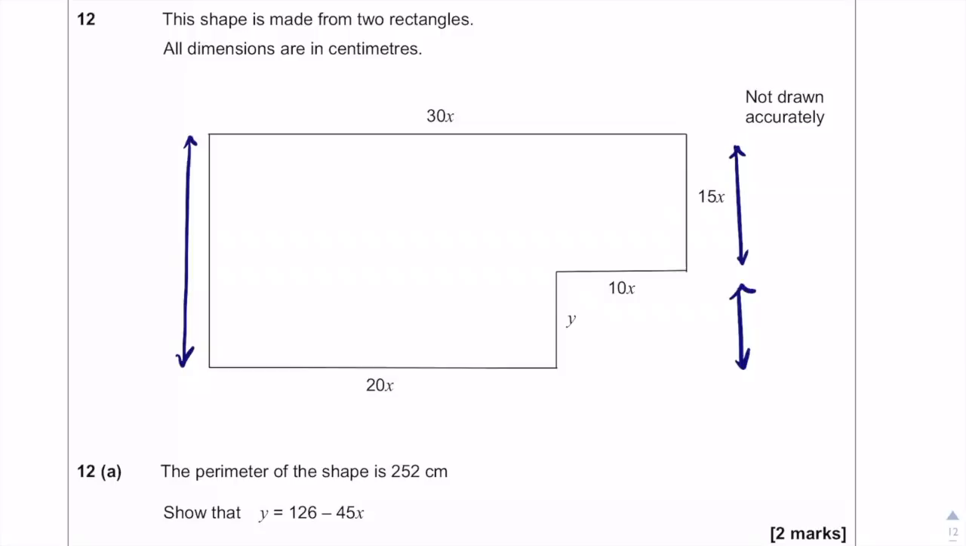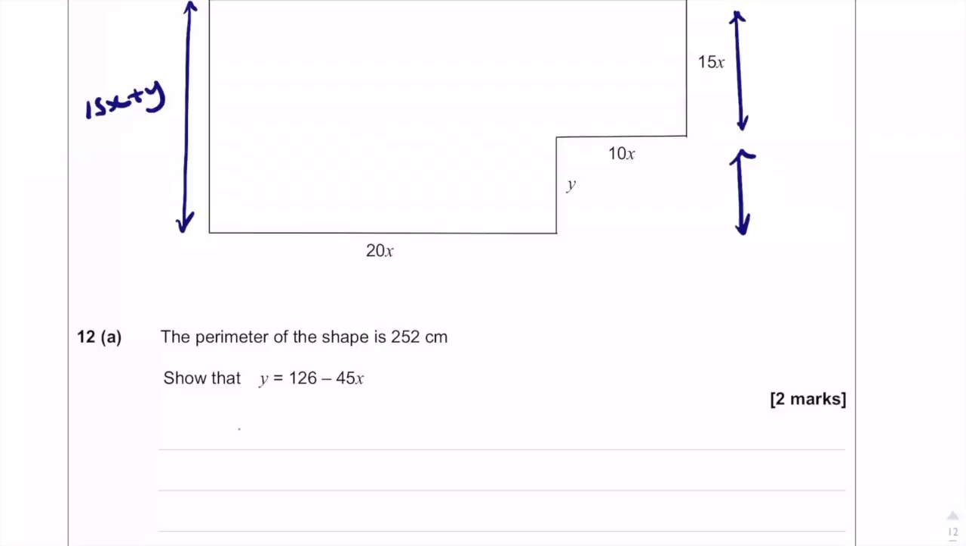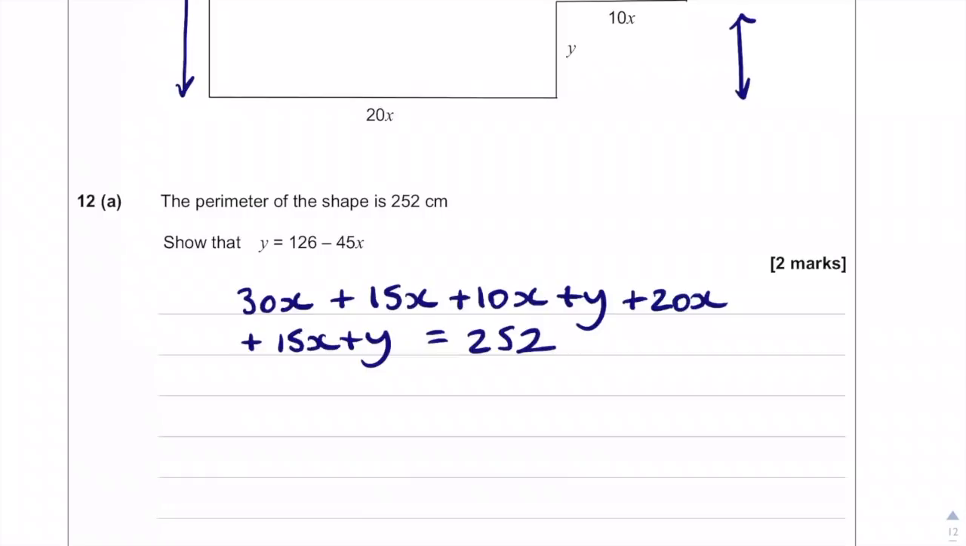So, of course, that's just going to be 15x plus y. And I know that the perimeter is equal to 252, so if I add up all of these lengths, I'm going to get 30x plus 15x plus 10x plus y plus 20x plus 15x plus y is equal to 252. So I need to simplify my x terms and my y terms. So if I do 30 plus 15 plus 10 plus 20 plus 15, I get 90x. And then I've just got a y plus a y, which is 2y. And that's equal to 252.